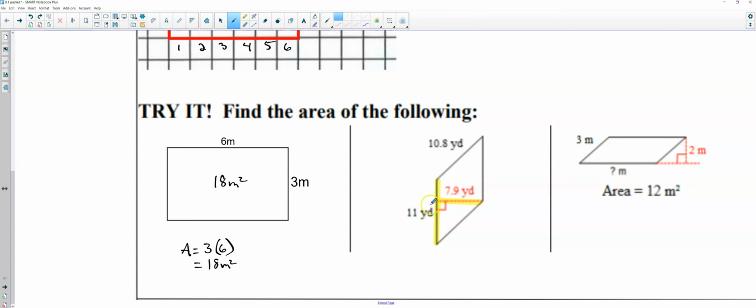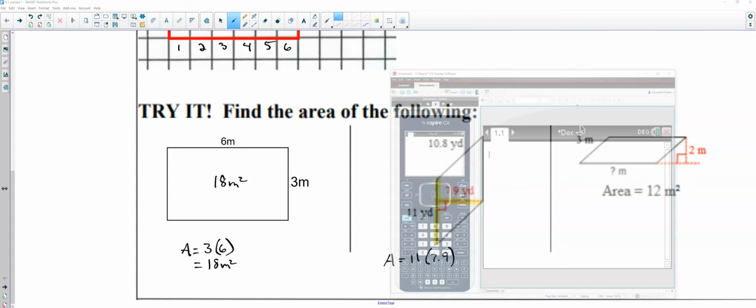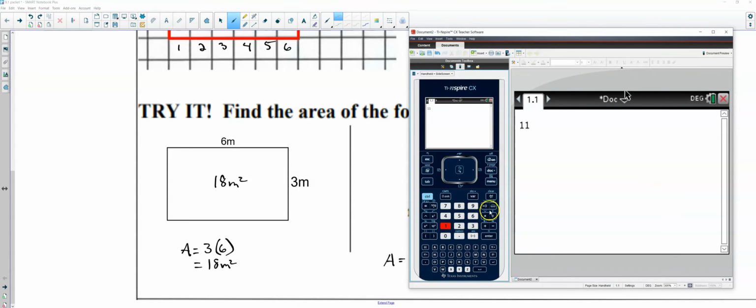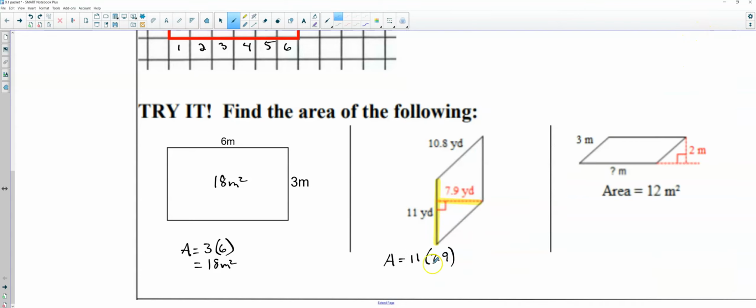So in this case, when I check the area of that parallelogram, the area is equal to the base, which is 11 yards, times 7.9 yards. Now, all I have to do is use a calculator here. So 11 times 7.9 equals 86.9. So the area is equal to 86.9 square yards, because remember that area is always given in square units, always, no matter what.